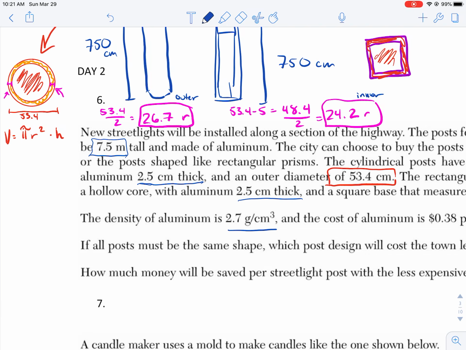All right? And like I said, in order to find what these volumes are, we're going to have to find the outside volume and subtract the inside volume from it.